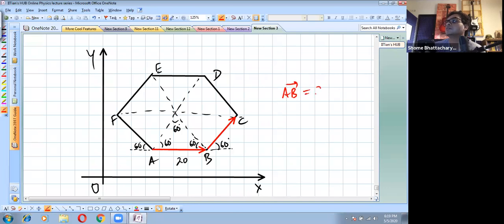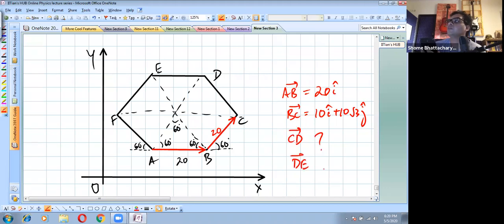AB, for example, is 20 i cap. Similarly, when you work out BC, it is of magnitude 20, but it is lying at 60 degrees. So it will become 10 i cap plus 10 root 3 j cap. Like that, you express all the other ones also, whichever ones are required: CD, DE. All of these you express in component form, and then just do the operations which are shown. Same way you do for the 14th question also. So the 13th is this way, and the 14th is also a similar method.